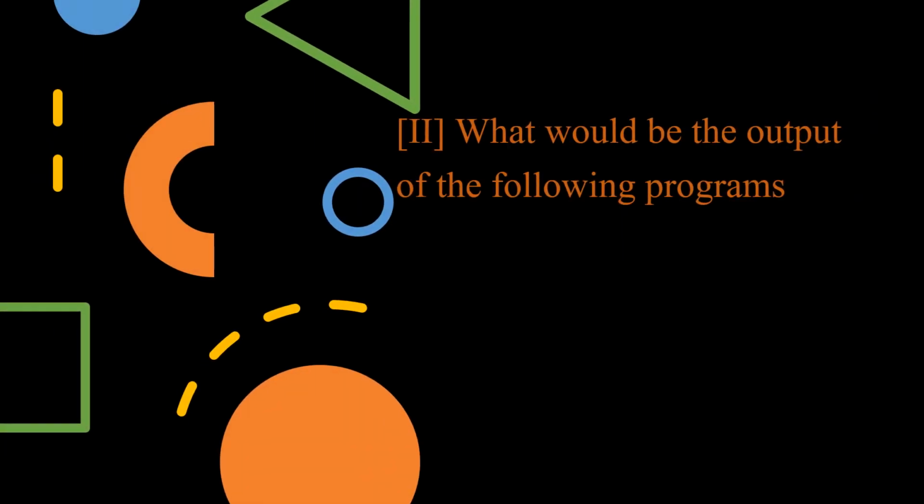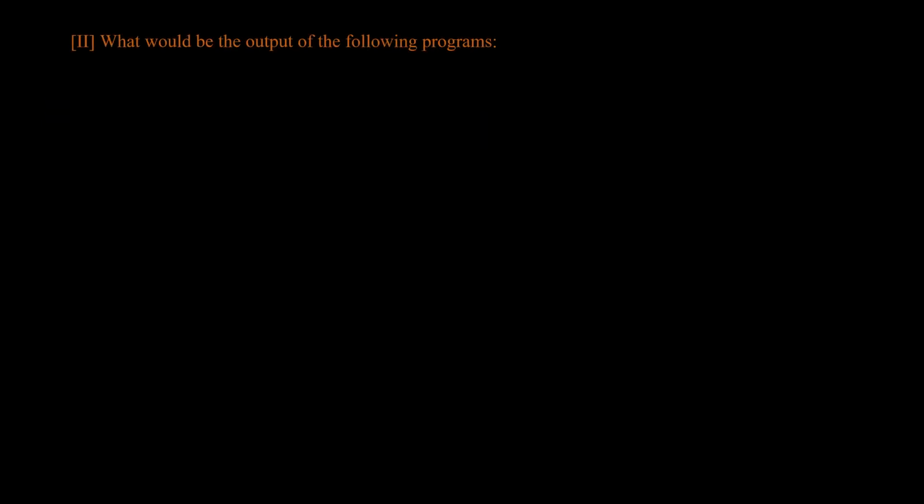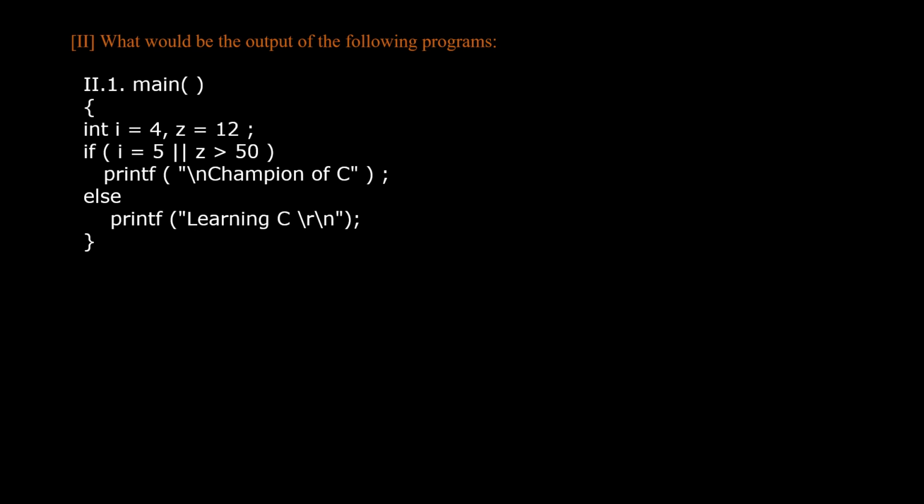Now that we have already solved a few exercises and seen a few expressions, the next quiz questions would be easy to solve. Let's see question 1. I is equal to 4, Z equal to 12, I is equal to 5 or Z greater than 50. Here I equal to 5 is assignment, then or Z greater than 50. Z greater than 50 is relational and has high priority, which is 0. I equal to 5 is 1. 1 or 0 is 1. So the output is 1.